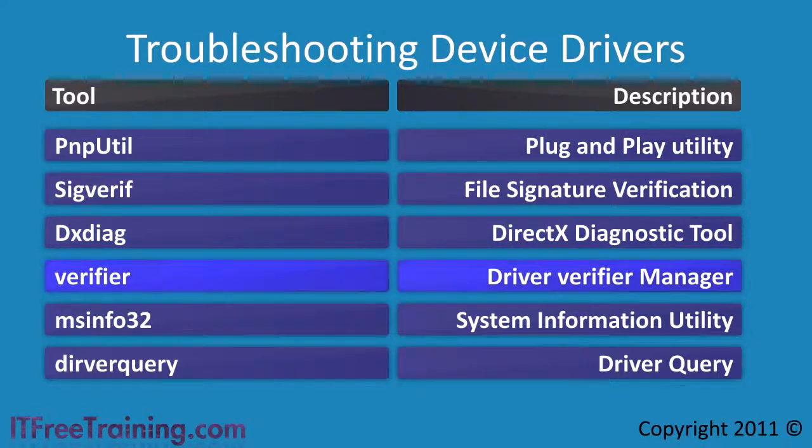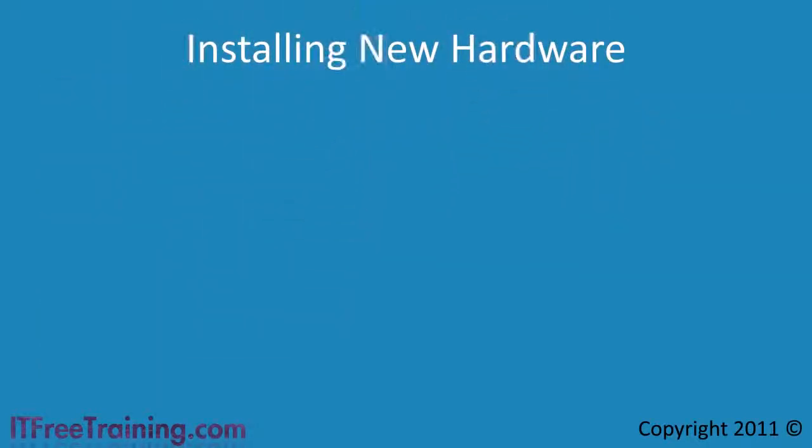Next, I will look at the Driver Verification tool. This tool gives you a lot of information that is useful for a programmer to troubleshoot drivers. Next, I will look at the System Information utility. This is a good utility for finding out general information about your system. And finally, I will look at the Driver Query tool. This tool allows you to export device driver data so that it can be read in by software such as Excel.